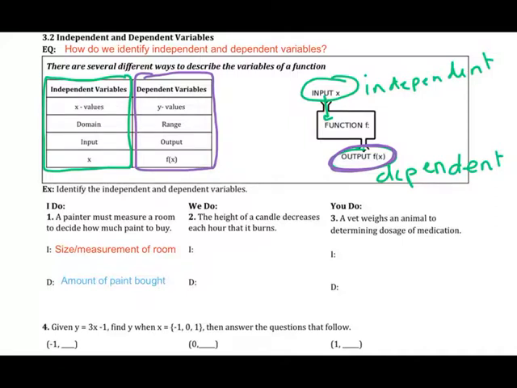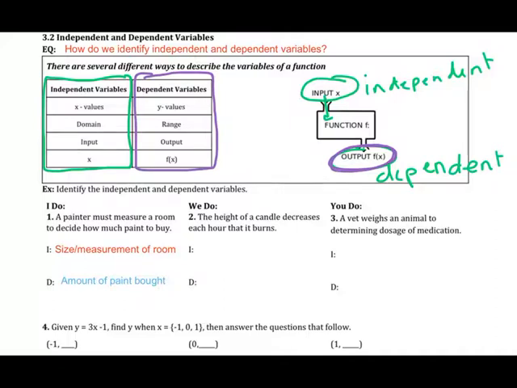Question 2: the height of a candle decreases each hour that it burns, right? Because the candle is melting. So the height of the candle decreases each hour that it burns. So what are the two variables that we're talking about here? The height of the candle is obviously one. Hours, so time, is a second. The height of the candle decreases each hour that it burns.